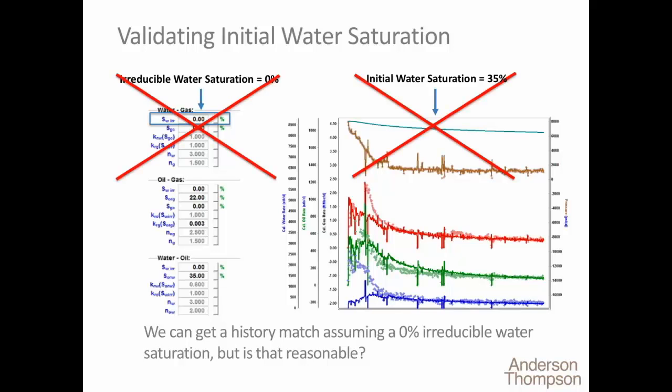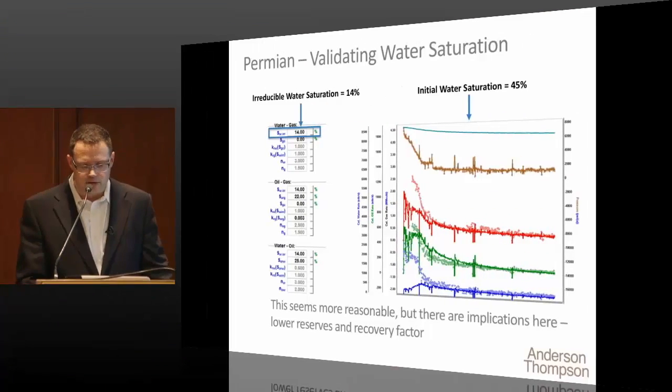Then we did another way, and we said, okay, what about still a fairly conservative irreducible water saturation of 14%, still what most would consider low? Well, we need to increase initial water saturation to 45% to come up with the equivalent water match.